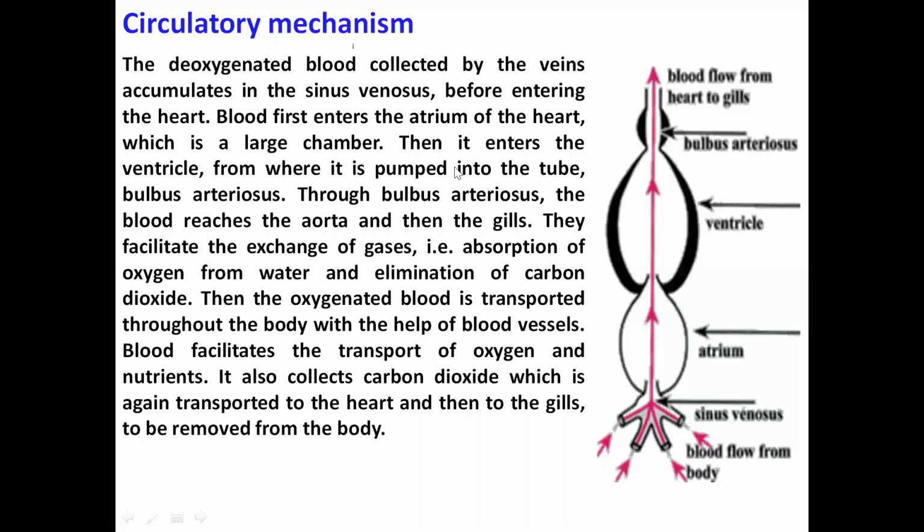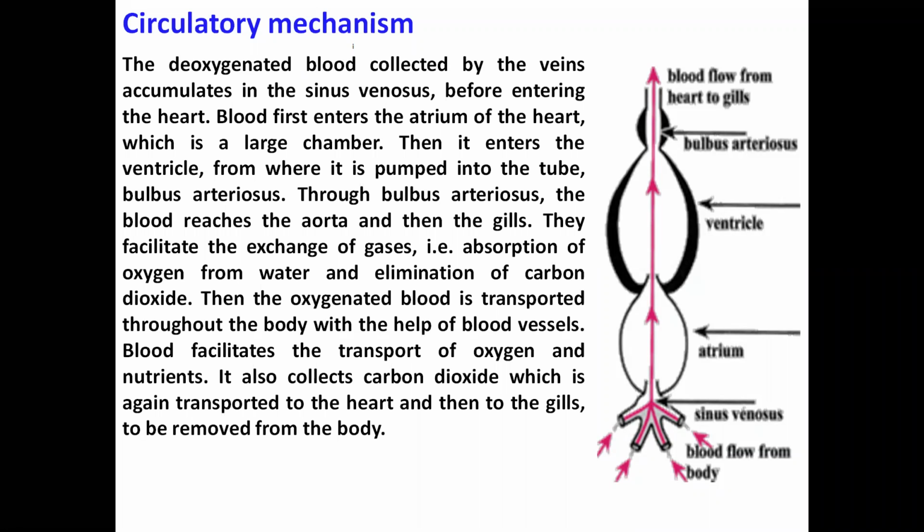the gills. At the gills, gaseous exchange takes place. When the deoxygenated blood reaches the gills, the deoxygenated blood has a high concentration of carbon dioxide, and the gill, which is continuously bathed by the surrounding water, has a high concentration of oxygen and a low concentration of carbon dioxide. So the deoxygenated blood has low oxygen and the water has high oxygen, so a simple process of diffusion will occur.